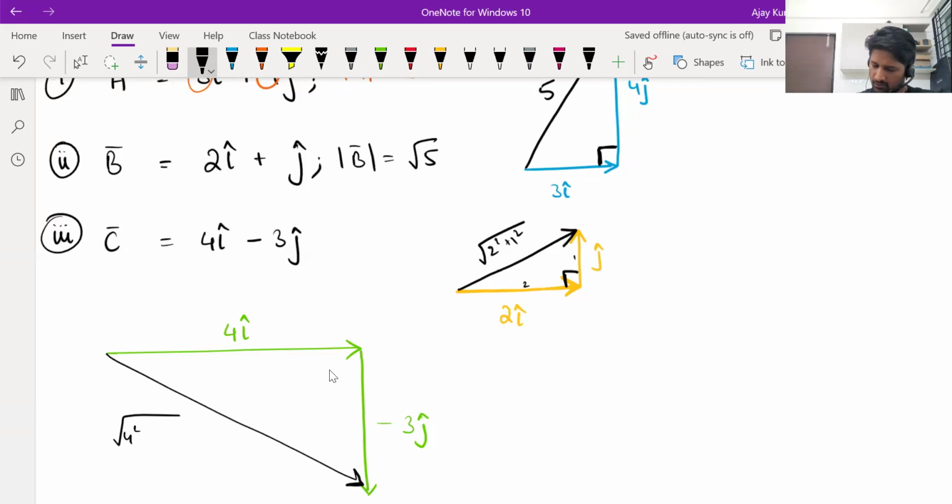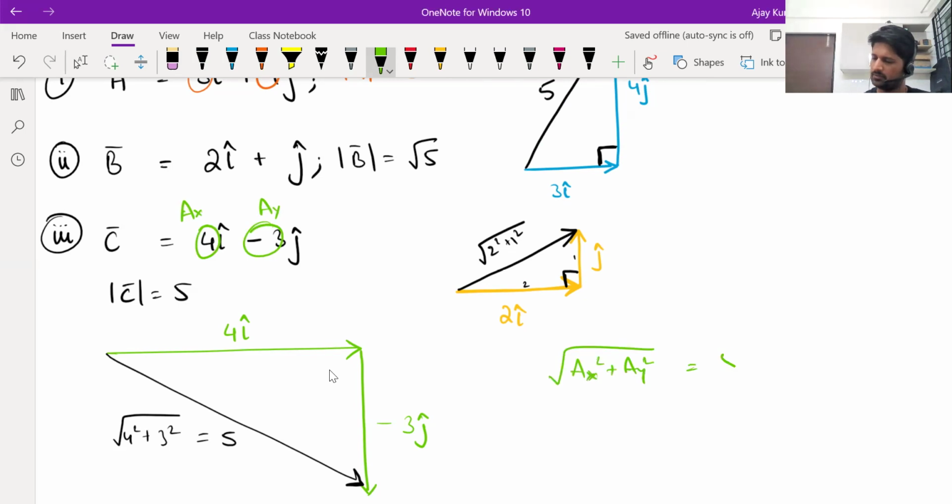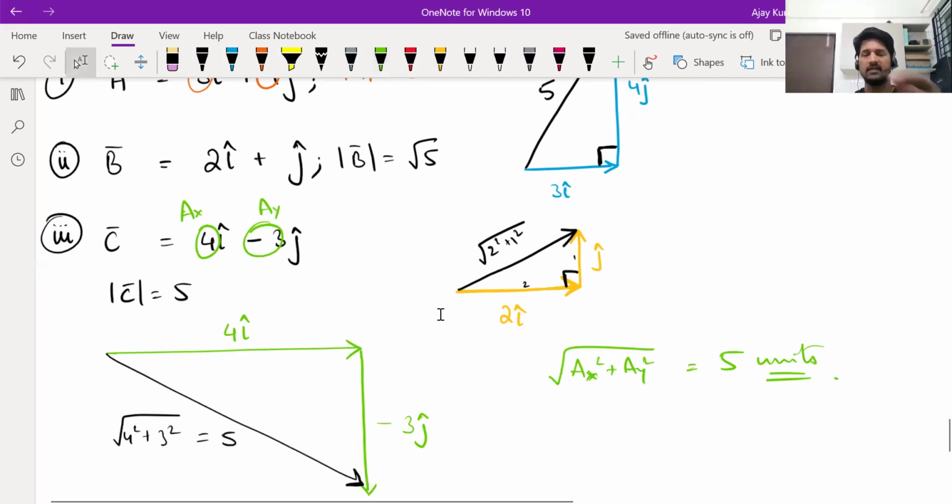And this thing's magnitude will be root of 4 square plus 3 square, that is 5 again. So minus 3 also, when you square it, becomes plus 3 square. So the magnitude of the vector C is again 5 units. Now, if you want to use the formula to solve this, 4 will be taken as the x component, minus 3 will be taken as the y component. And root of x component square plus y component square becomes 5 units in this case. That way you can tell the magnitude of a vector when it is written in component form also. Just by looking at its components, you can tell the overall vector's magnitude.